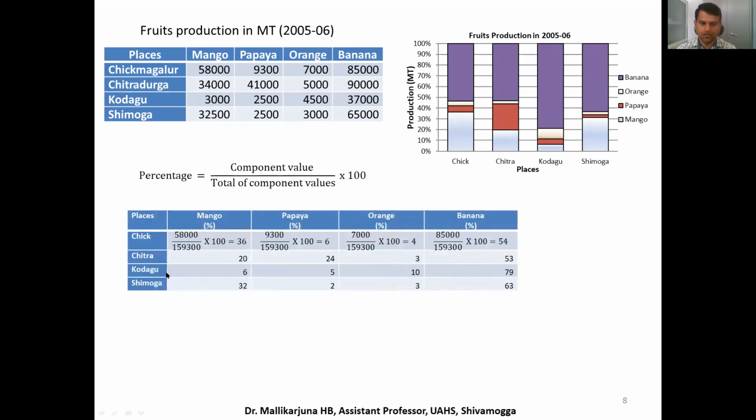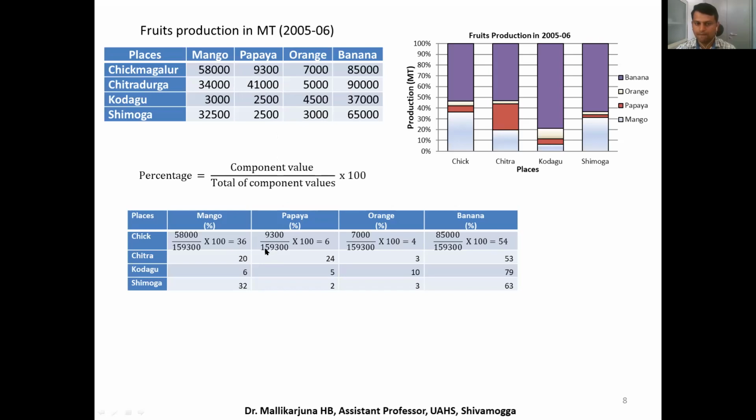See, we can observe in this table Chikmagalur. So total 58,000. Percentage is equal to component value divided by total of component values into 100. Component value here is 58,000. Total of component values means 58,000 plus 9,300 plus 7,000 plus 85,000. So total 1,59,300. So this is multiplied with 100. This becomes 36%.